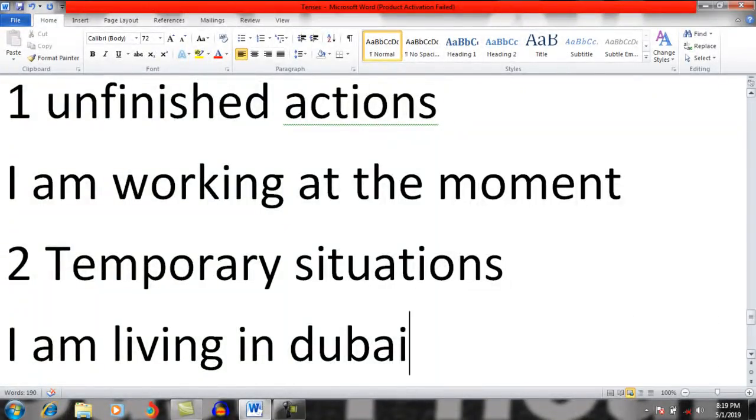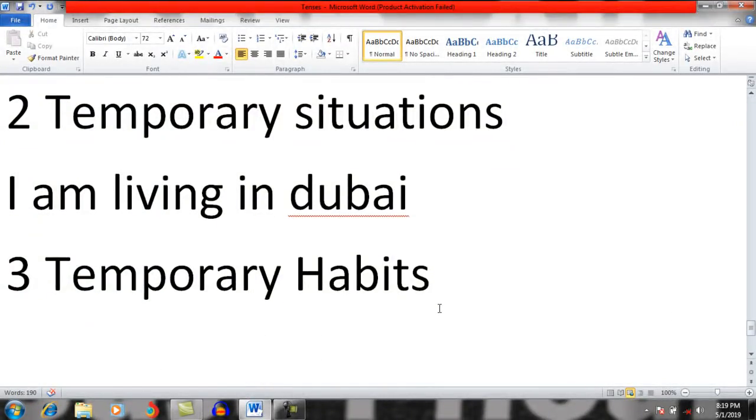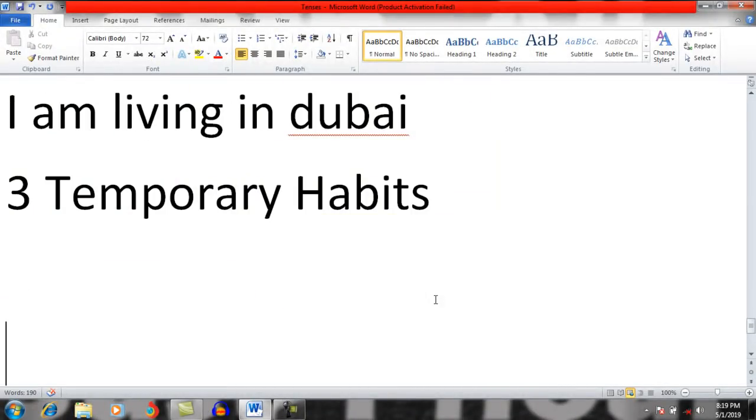So for temporary situations, we use present progressive. Temporary habits: we also use present progressive for temporary habits. Those habits which are temporary, which are not permanent. In that case, we also use present progressive. Temporary habits are those habits which last for a short span of time.